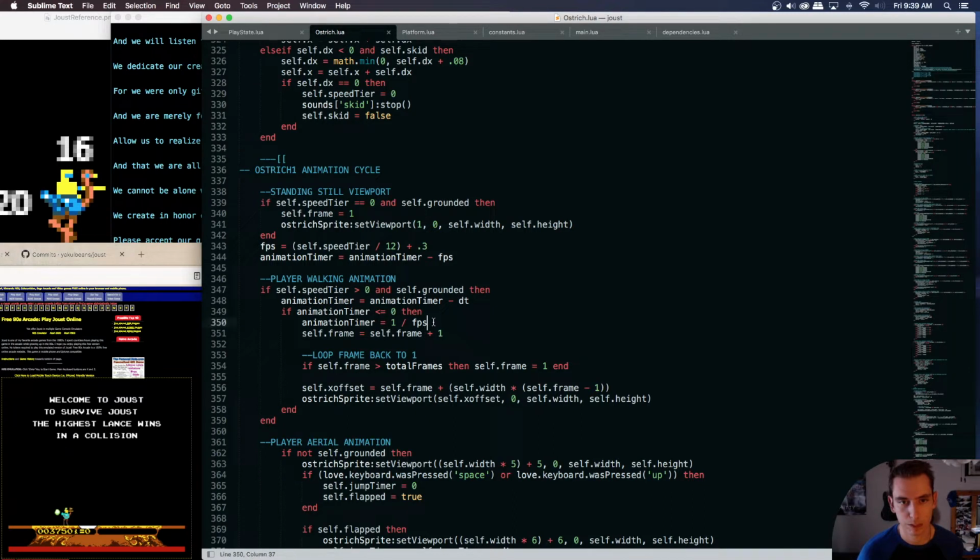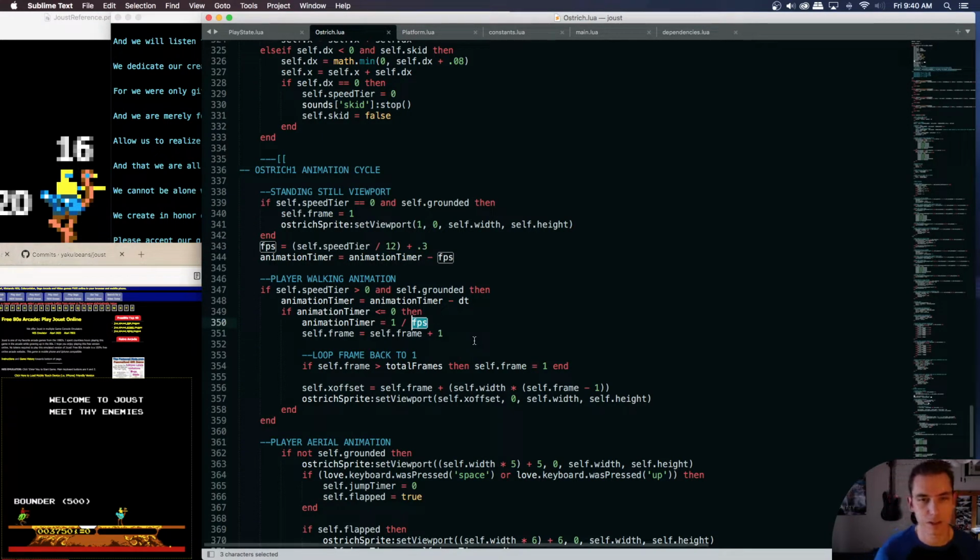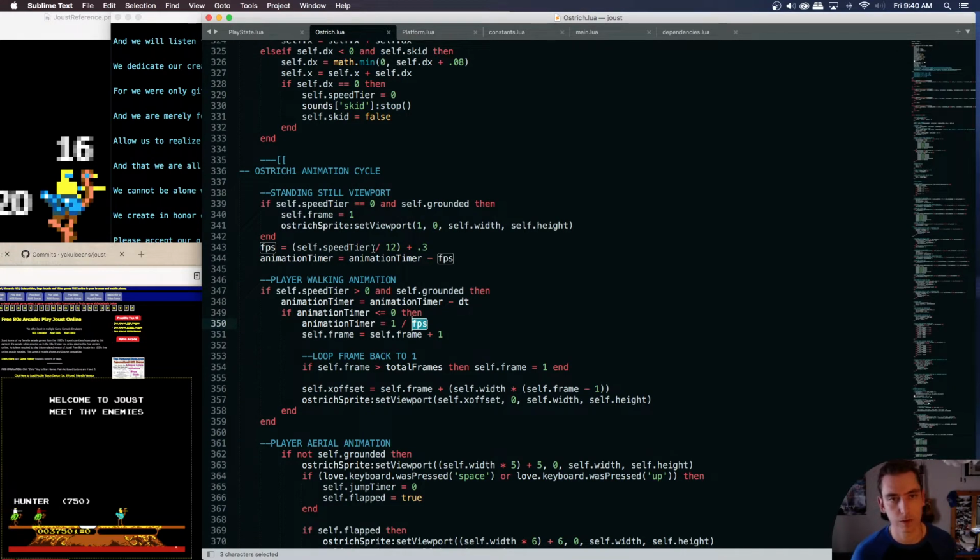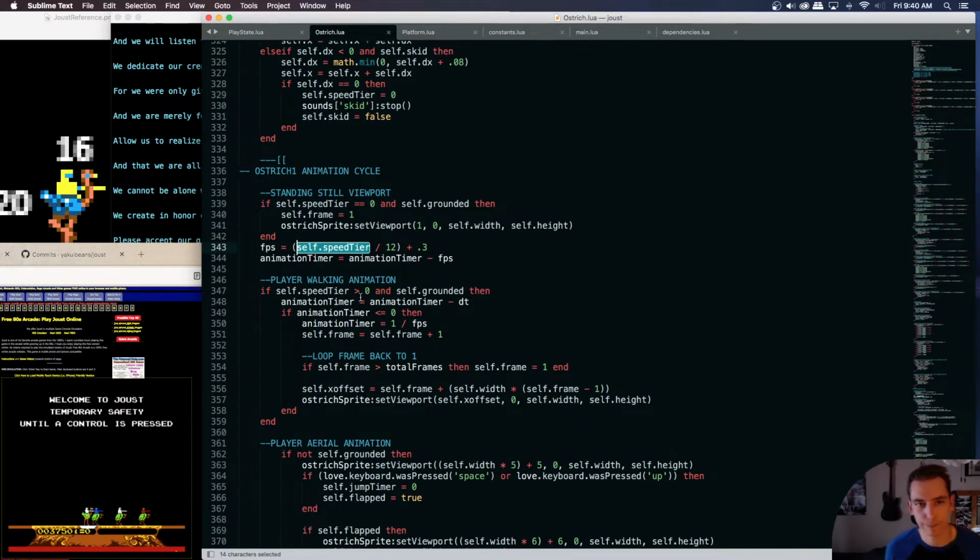So the thing is, how do we have it? Oh, right here. See, the FPS is the rate at which our animation is changing, which is currently calculated based on speed tier, which is a number 1 through 5. But when we change, I think we're gonna get rid of speed tier altogether.